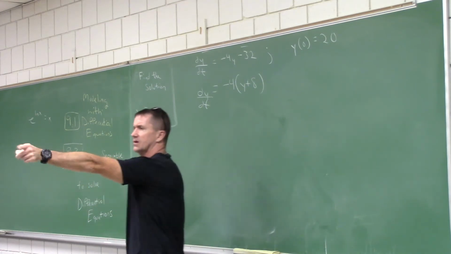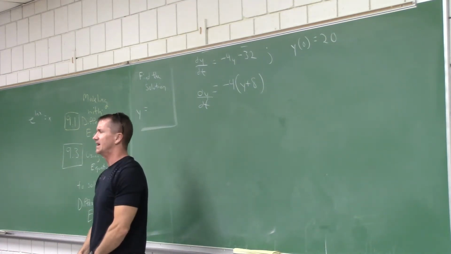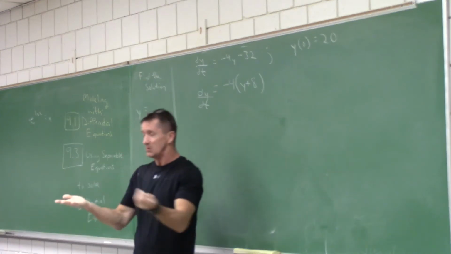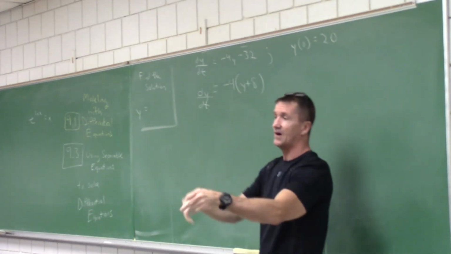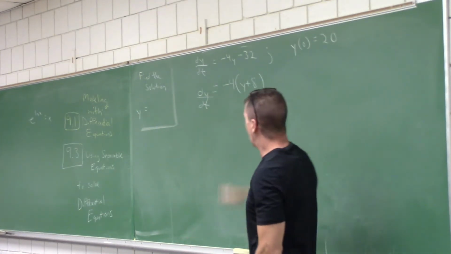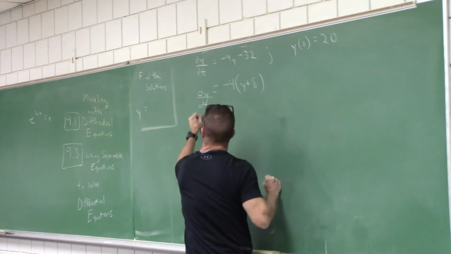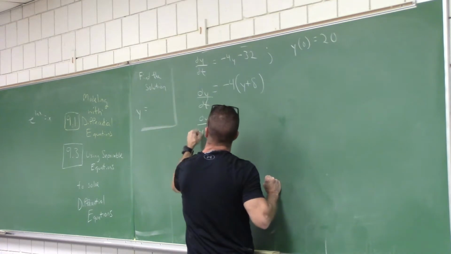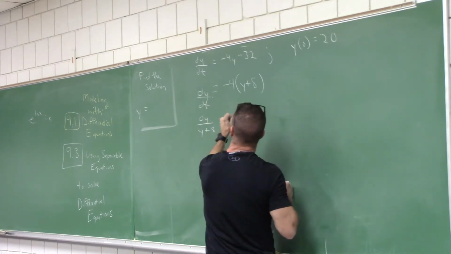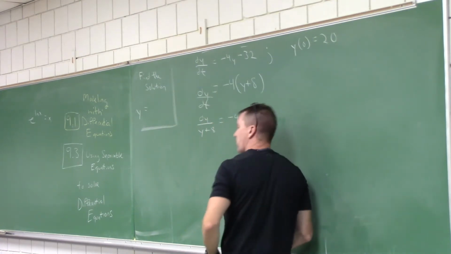But I'm looking at your faces. People are like, oh, I could integrate that. You know how to do u subs, and you would have been fine. Armando, you would have been totally fine. I know you know how to do the substitution rule. I'm just trying to avoid a u sub. So when I separate, I get dy over y plus 8 equals -4 dt.